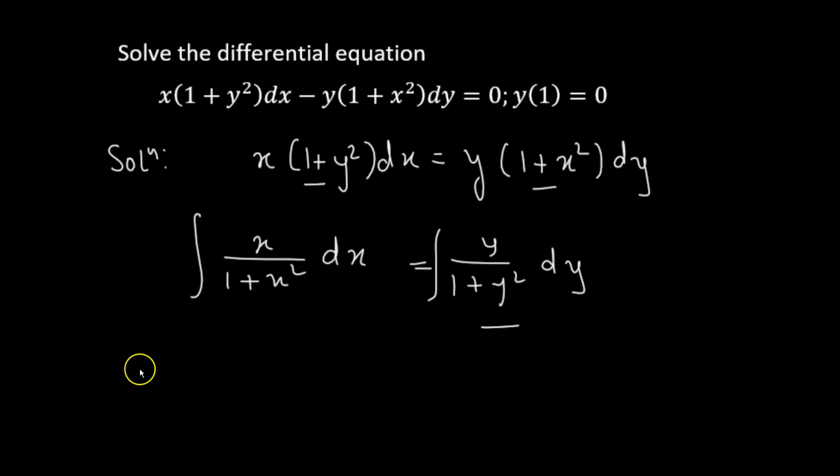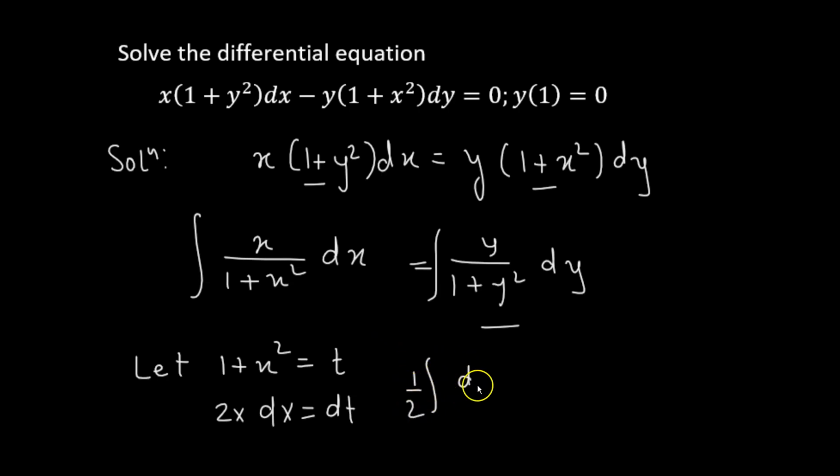So we'll begin with the first one. We are going to assume that 1 plus x squared is equal to some variable t. Then differentiating both sides gives us 2x dx is equal to dt. So that means our integral becomes x dx, which is half dt, divided by 1 plus x squared, which is simply t.